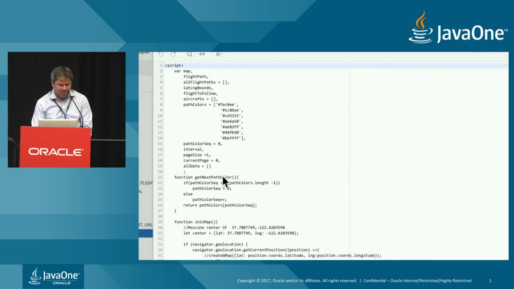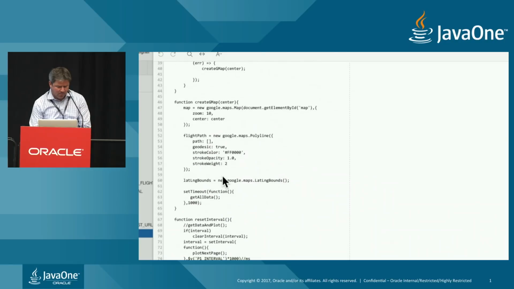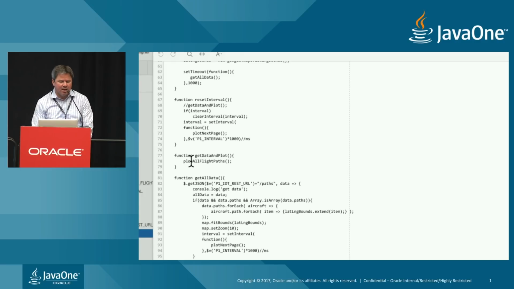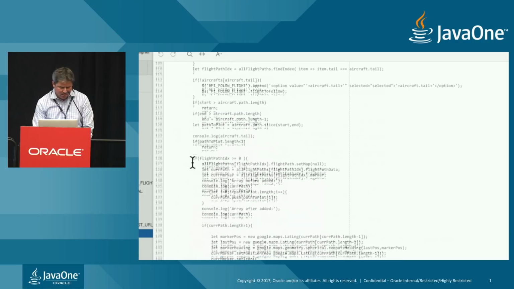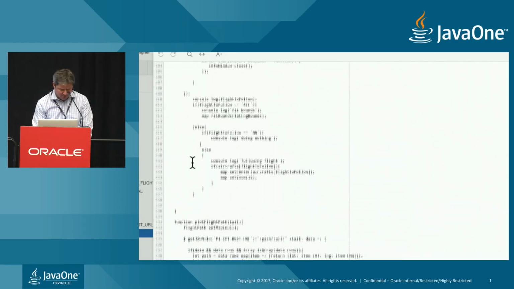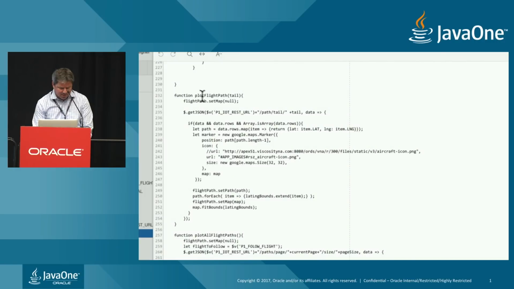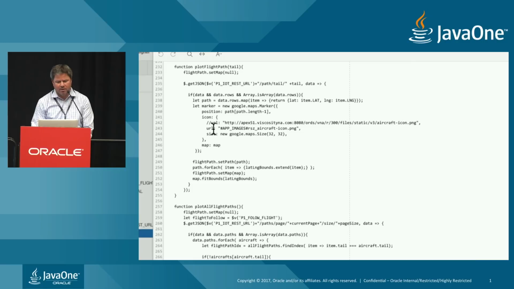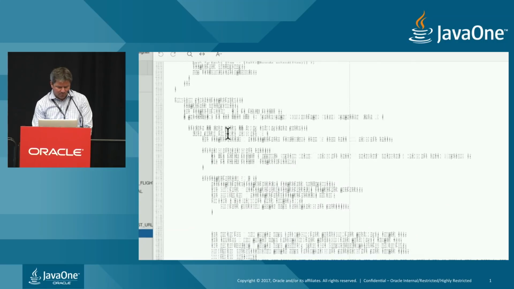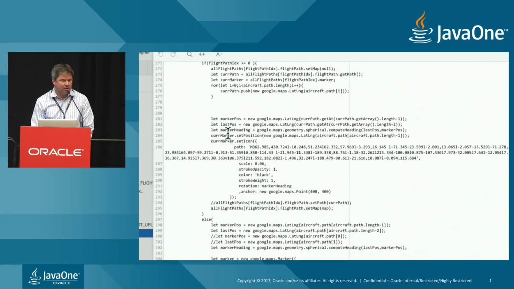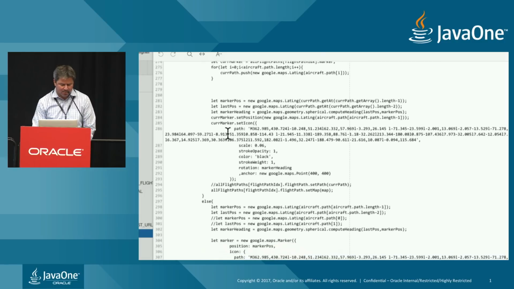So basically you just initialize the map. Create map. And this is a neat function here: plot all flight paths. This is a user-defined JavaScript function. This one plots a single flight path, for if we only want to plot a single plane. And this one plots all the flight paths. And this is just straight out of the textbook Google Maps API.